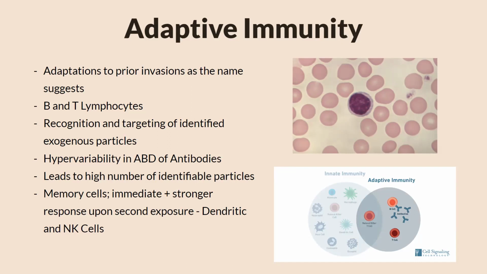So you have recognition and targeting of identified exogenous particles. I said only exogenous particles here because we haven't gotten into autoantigens and autoimmunity. There's going to be hypervariability in the antigen binding domain of antibodies, and this leads to a really high number of identifiable particles. According to PubMed, it's 10 to the 18th power, which is 1 quintillion. That's a lot of possible recombinations, through a process we'll cover in just a second that you guys love.